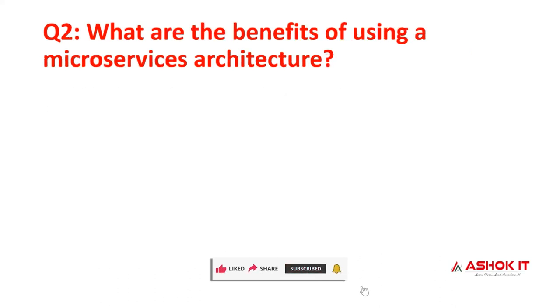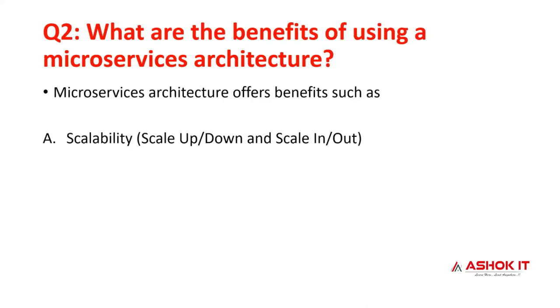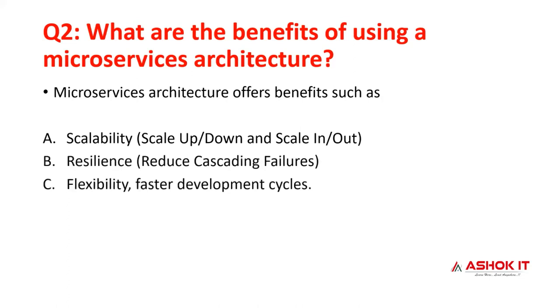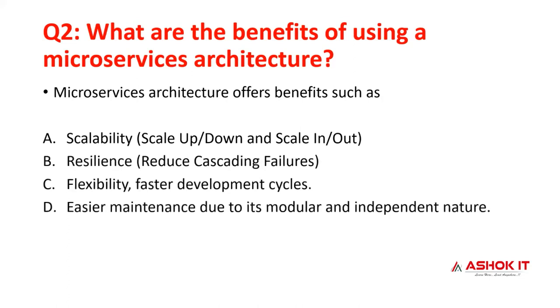Question 2. What are the benefits of using microservice architecture? We have multiple benefits. First one, scalability. You can also call it horizontal scaling and vertical scaling: scale up, scale down, or scale in, scale out. Resilience, reducing cascading failure. Flexibility and faster development cycles. Easy to maintain because the services are independent and modularized.